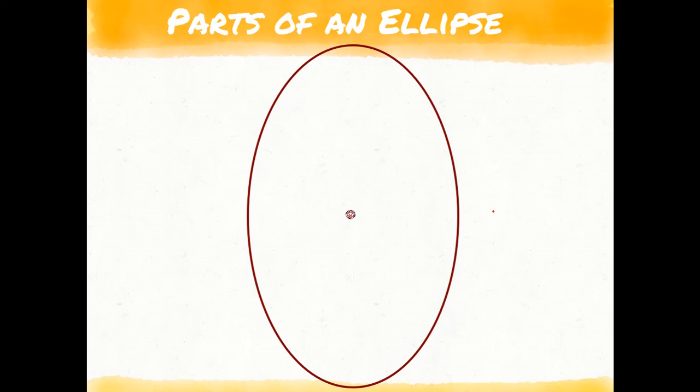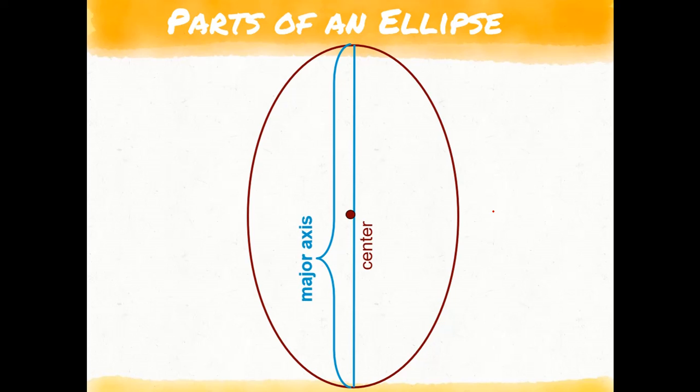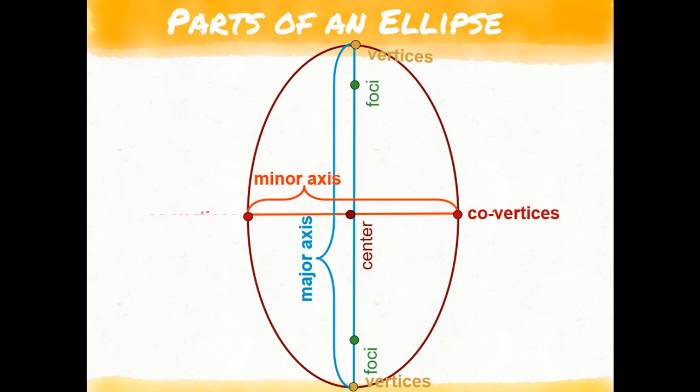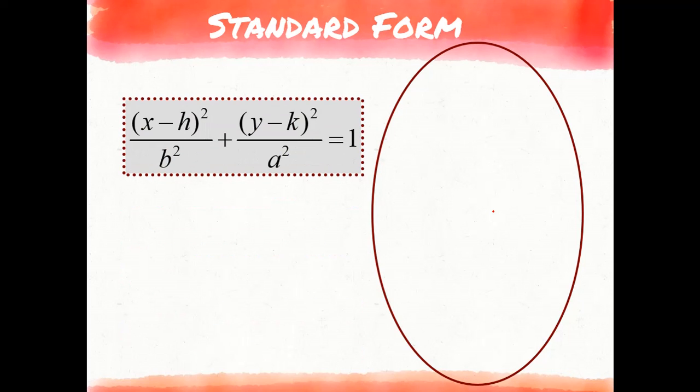If it is a vertical ellipse, same idea. I'll just have a major axis that is vertical, a minor axis that is left and right, and then of course I'll have foci, my vertices, and my co-vertices all on there as well. So the parts of the ellipse look exactly the same no matter if it's flipped or not. The standard form of my vertical ellipse looks very similar to the left and right, except again we have our b and our a that are flipped.